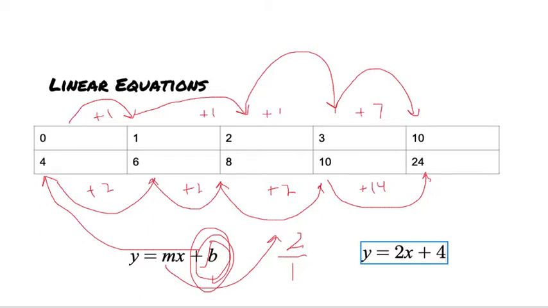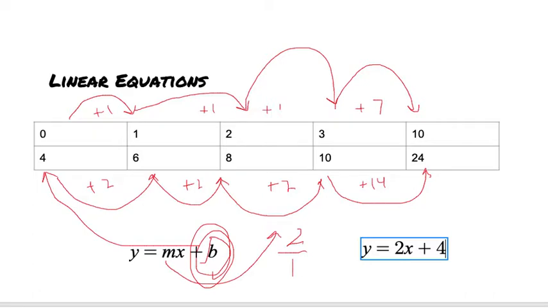And then I would check it, right? I would just mentally check that with a couple of those points. So if I were to put in a 1, I'm going to have 2 times 1, that's 2, plus 4, I'm going to get 6. If I were to put in 10, I would go 2 times 10, that's 20, plus 4, I get 24. So that equation works for that linear table. All right, we spent a lot of time doing that at the beginning, the first half of the year.